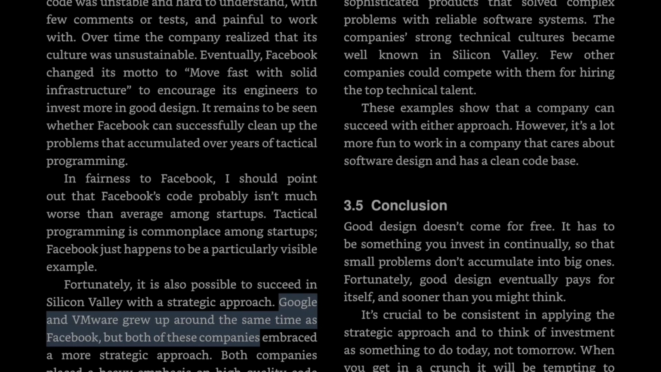So moving on to page 18, Google and VMware grew up around the same time as Facebook, but both of these companies embraced a more strategic approach. This is hilarious, but I don't blame the author, because you never know when you use an example in the book how untrue that's going to be in a few years. Sometimes things just don't age well.